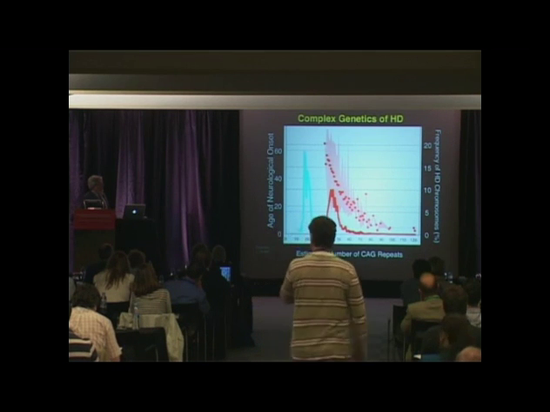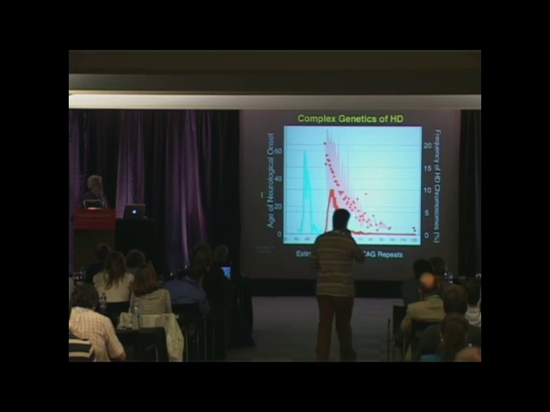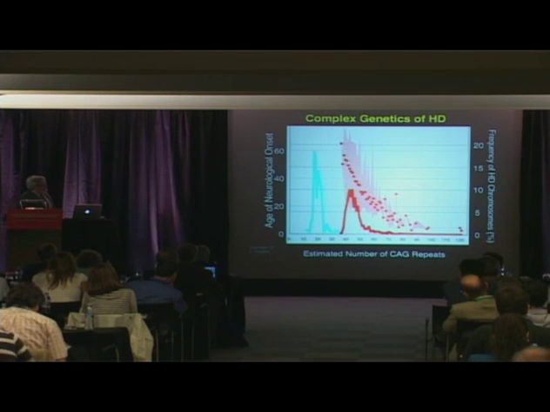So you saw a beautiful figure slide before showing the relationship between the age at which patients develop symptoms and the length of the CAG repeat expansion. This slide came from Jim Gusella. And the important point was made earlier that although there is a strong relationship, in general, the longer the CAG expansion, the earlier you develop symptoms, there's quite a bit of variation, especially around the CAG repeat that corresponds to the disease threshold.